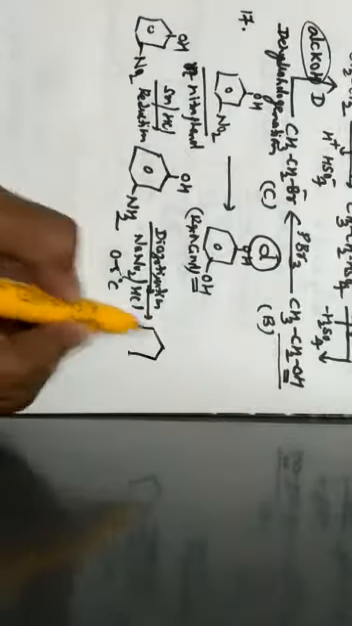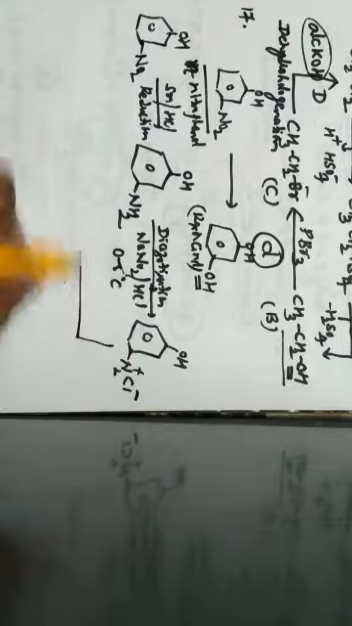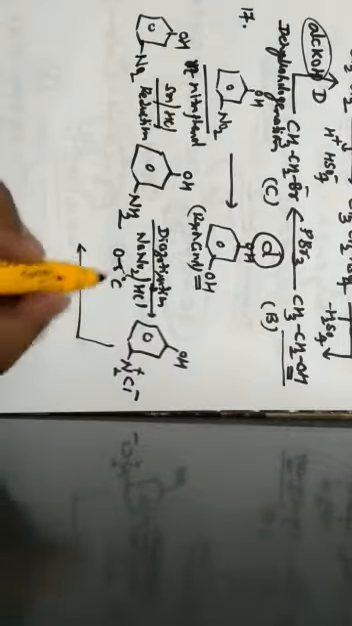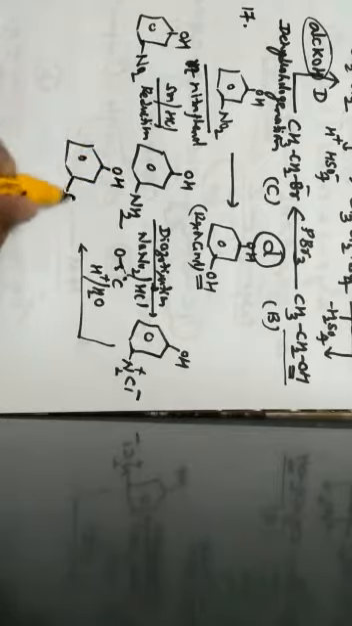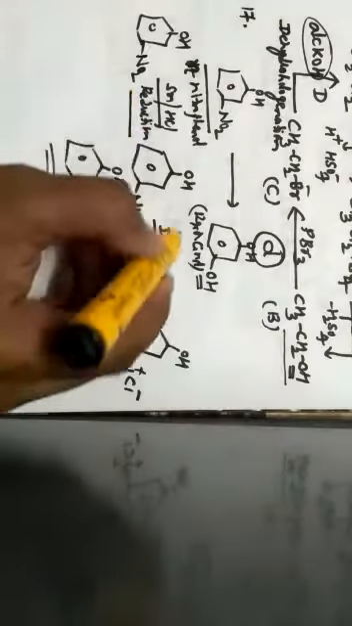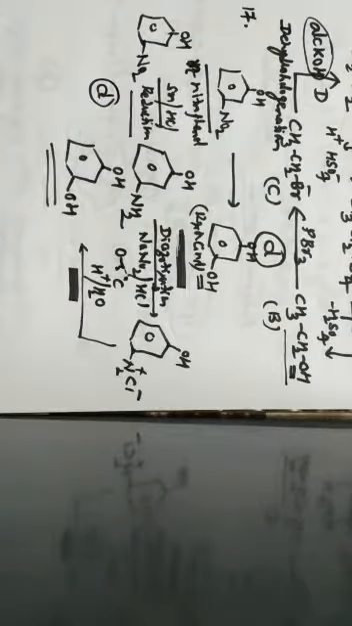Here NH2 will be replaced by what? N2 plus and Cl minus. So subject this compound to acid hydrolysis. When it is subjected to acid hydrolysis, N2 plus and Cl minus will be replaced by OH, which is nothing but resorcinol. Hence the first step is reduction, the second step is diazotization, and the third step is hydrolysis, which is given by option D, that is reduction, diazotization and hydrolysis.